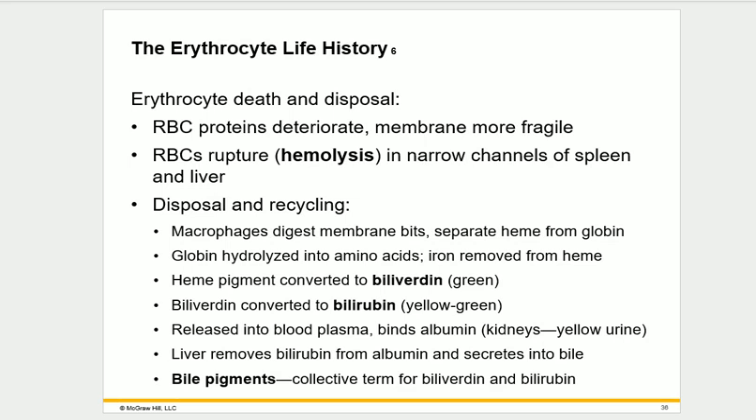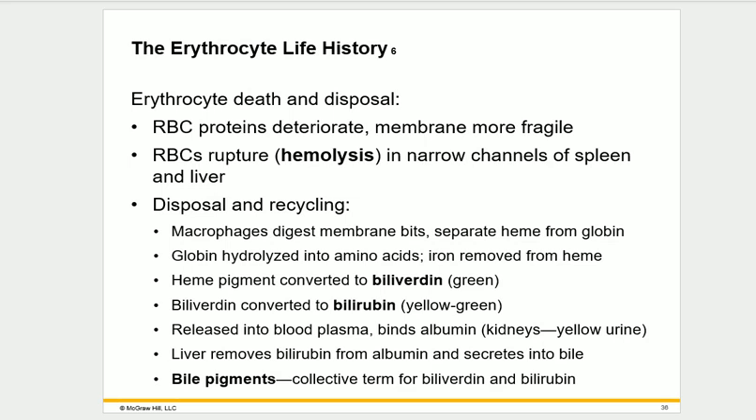So old cells are trapped, broken up, and destroyed, and an enlarged and tender spleen sometimes indicates diseases in which red blood cells are rapidly breaking down. So that's something that doctors can look at.